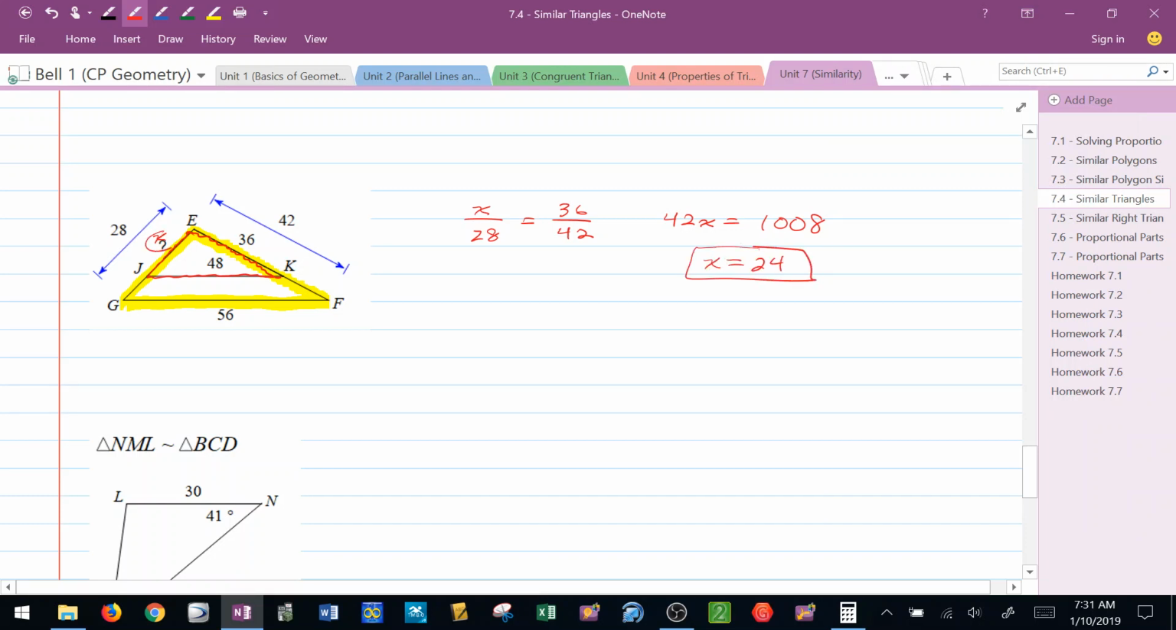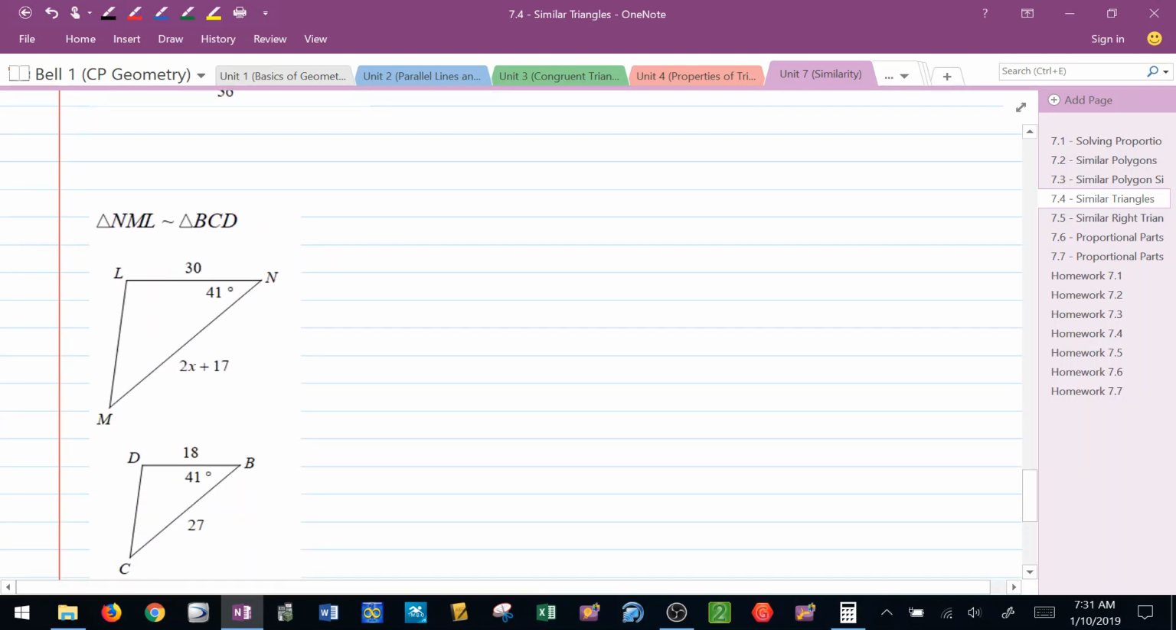So that missing piece right there, EJ, of that small triangle is 24, which also means that this piece JG down the bottom would be 4. Why? Because the two pieces have to add up to 28.